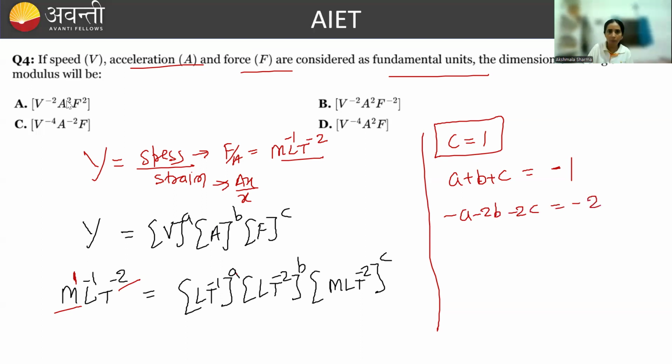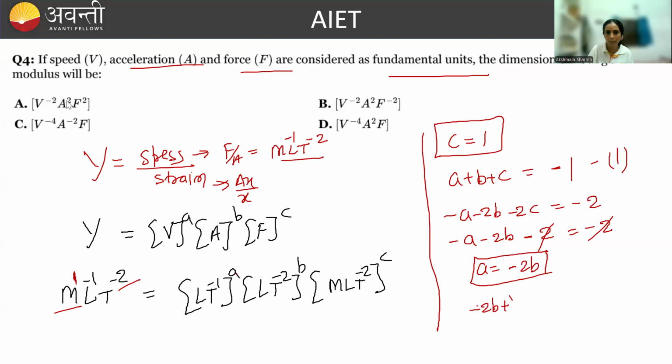Now let's put the value of c. If we put the value of c, -a minus 2b minus 2 is equal to -2. So this will get cancelled, and here a is equal to -2b. Now if you put the same thing in equation 1, a plus b plus c can be written as -2b plus b plus c. c value is how much? 1. This is equal to -1.